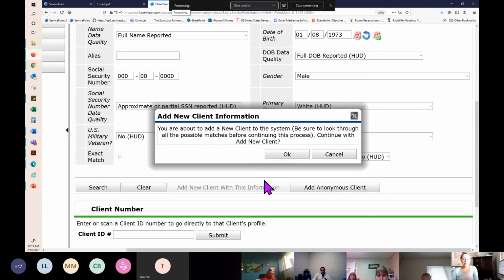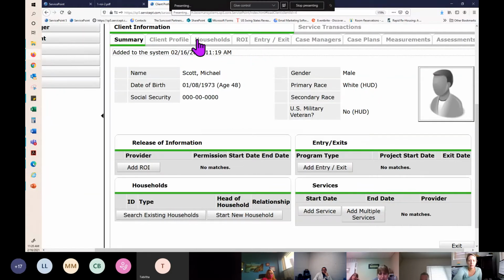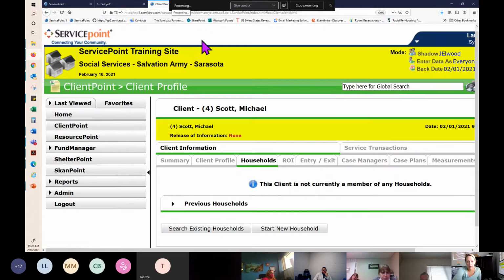From here, the system is saying, hey, are you sure? Are you sure you want to add a new client? Have you searched for everybody? And we have, so we're going to move forward. We're going to add the system. This is 2/01/2021. We're doing it for this date. We're going to go to our household tab and start a new household.